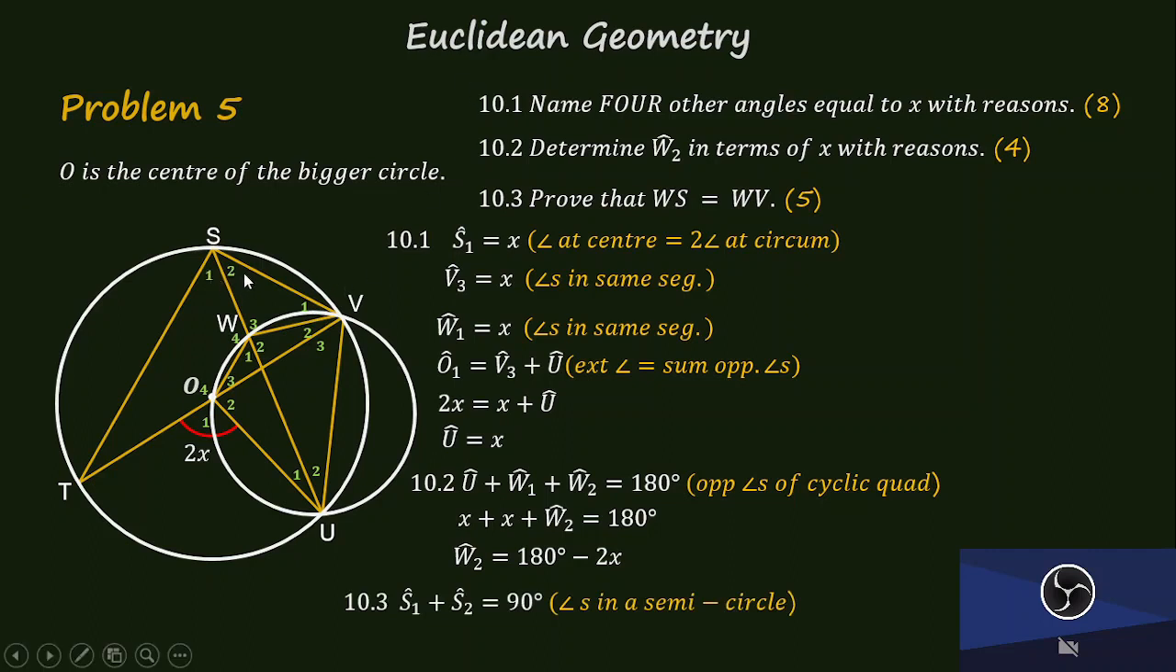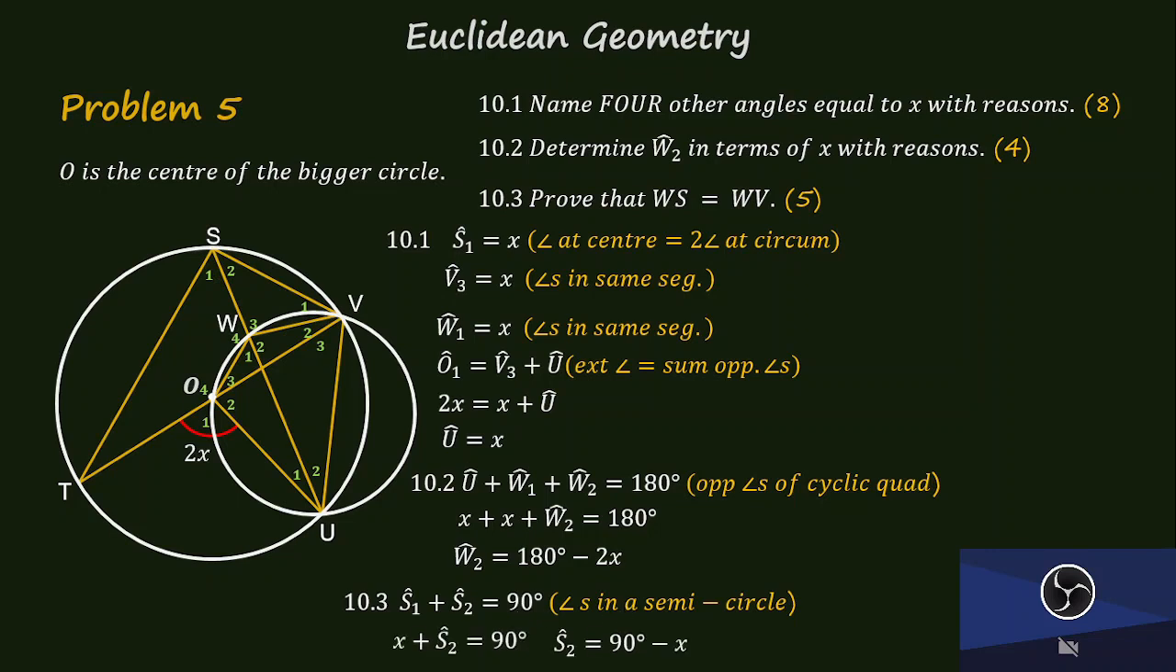We say S1 plus S2 add up to 90 degrees. Why? Because TOV is the diameter. O is the center of the circle, so the line that goes through the center of a circle from circumference to circumference is the diameter. And we know from the special case of theorem 3 that an angle subtended by a diameter at the circumference equals 90 degrees. Therefore, S1 plus S2 equals 90 degrees.